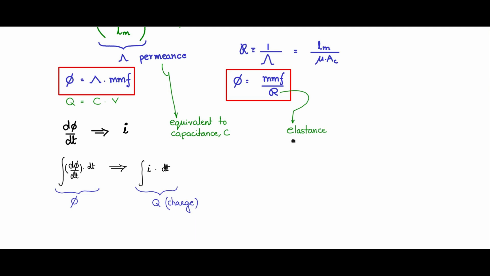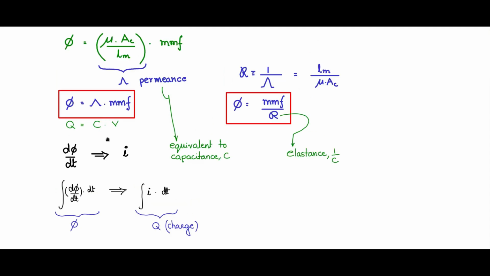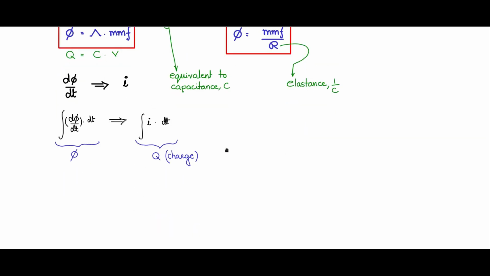Normally the permeance is a much more visualizable term than the elastance. So elastance is 1 by C. We will be using permeance and the term reluctance in our design of the magnetics frequently. Therefore, let us just expand these terms a bit more.